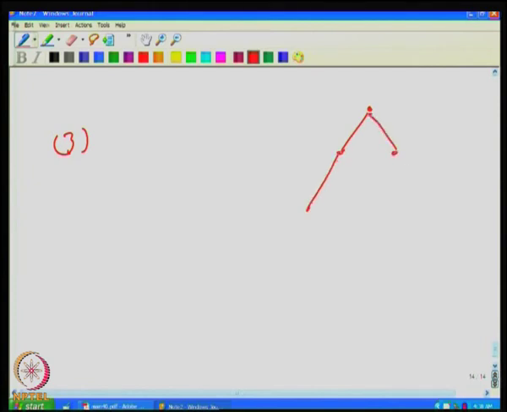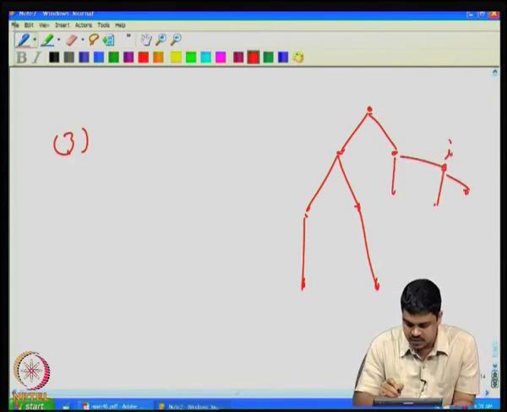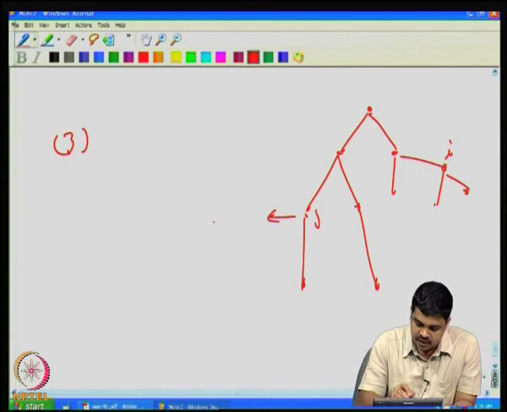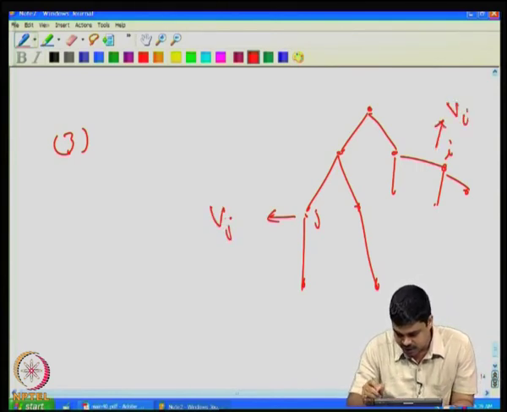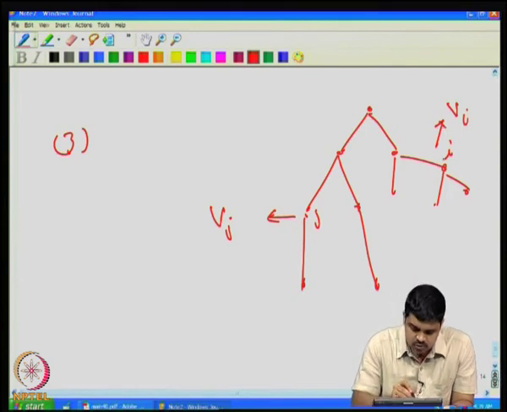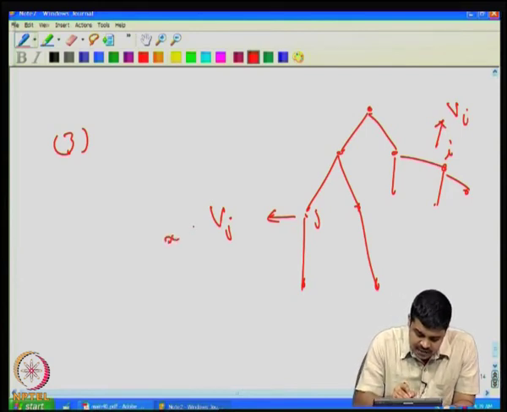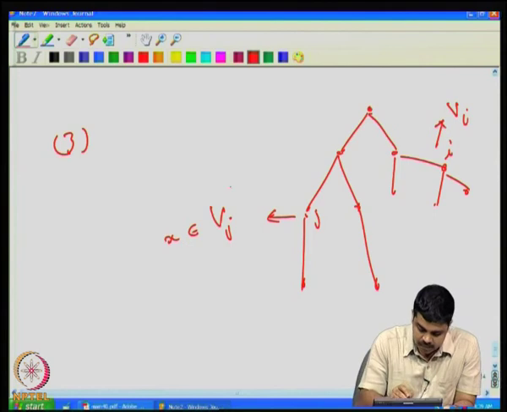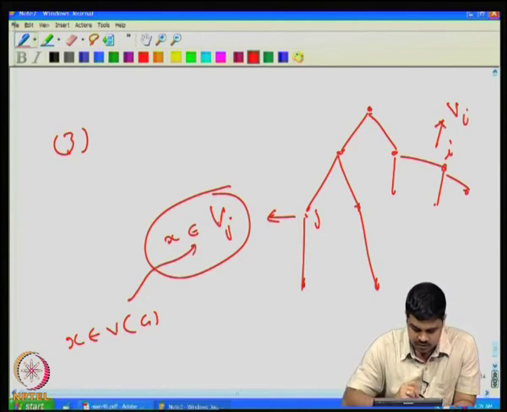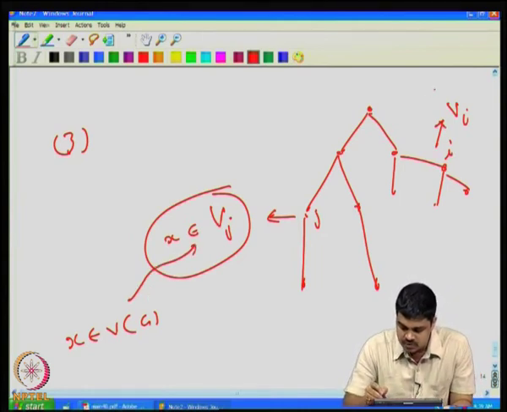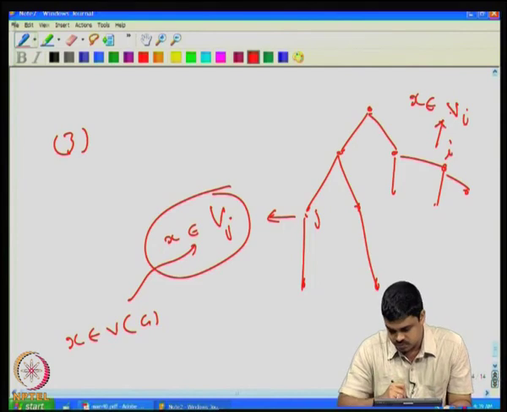The third rule is a more interesting rule. This is our basic tree. Suppose this is the ith vertex, this is the jth vertex. Here we have this set Vj corresponding to it, and here we have this set Vi corresponding to this. Suppose some vertex x of G belongs to this Vj, so x is an element of Vj, in this subset. Suppose the same x belongs to this also.